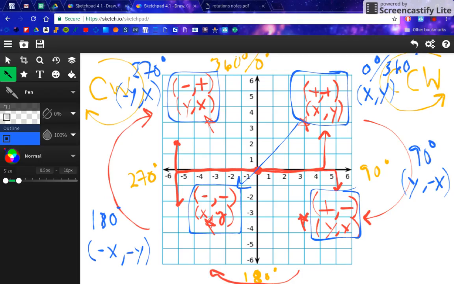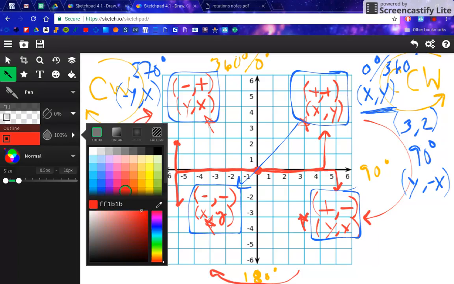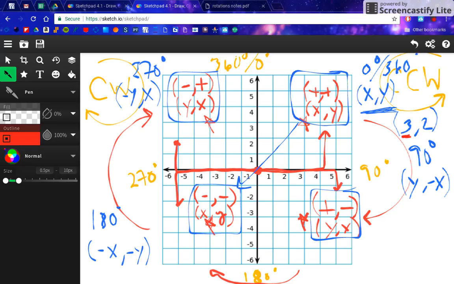So if it said, take your original coordinates, say it was 3, 2, and rotate it 90 degrees. Okay, so your x coordinate is 3, your y coordinate is 2. So we're going to put that there. So negative 3. It changed to a negative because that's what the rule says to do. And then that 2 is going to go there. So then we'd plot 2, negative 3.